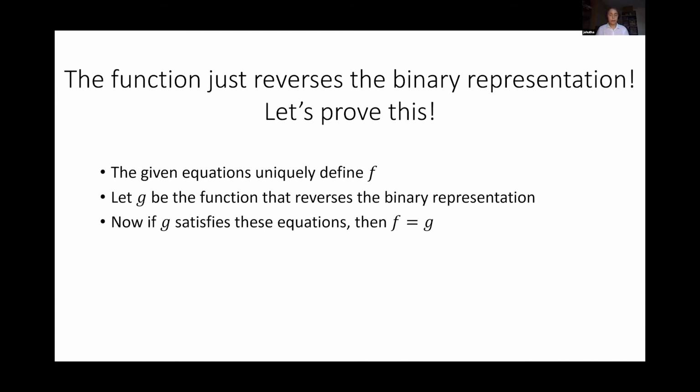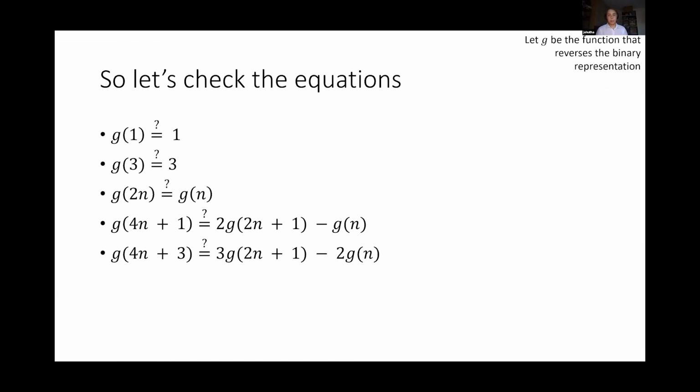To start the proof, we remember that I said in the beginning that the given equations uniquely define f. By looking modulo 4, we can do this by induction. Then we define the function that reverses the binary representation as g. If g satisfies the same equations, then because these equations define the function uniquely, it must follow that f is equal to g. So we just need to prove these equations, and the first two are kind of obvious.